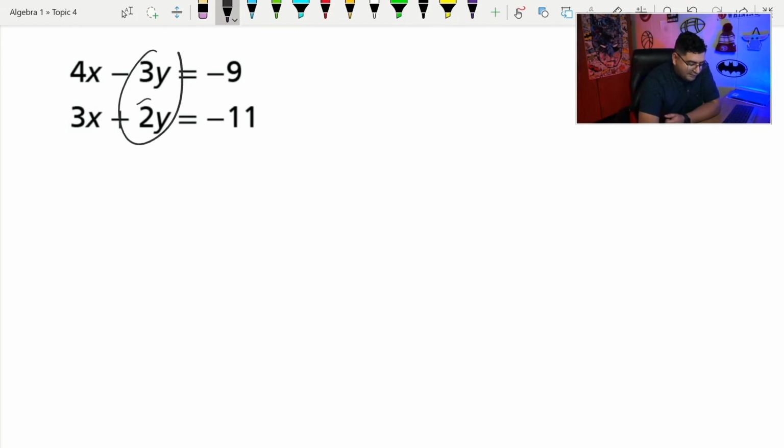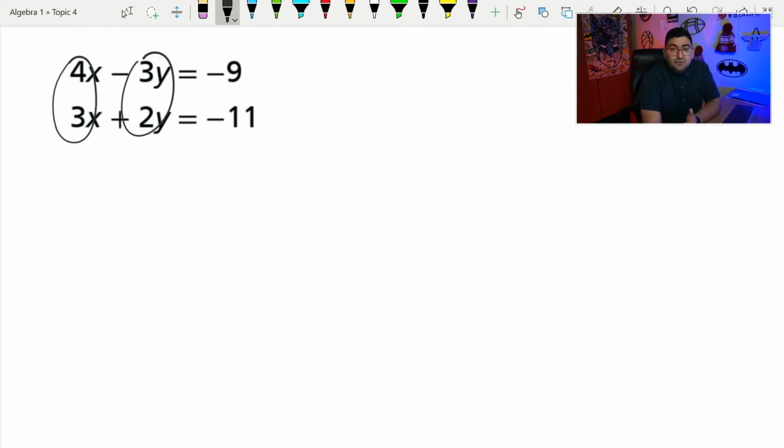Likewise with the y's, I can't make a 2y turn into a 3y by multiplying by some number unless it was a fraction, which we really want to avoid. So what we've got to do is decide, well, what can I change both of them to? We find that number by thinking of common multiples that 3 and 4 have in common for the x's, or that 2 and 3 have if we're trying to eliminate the y's.